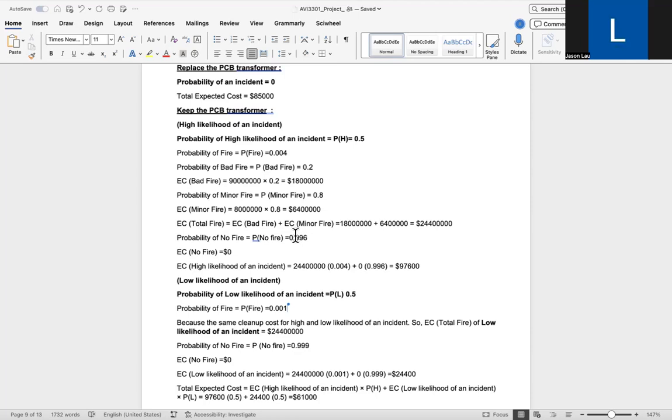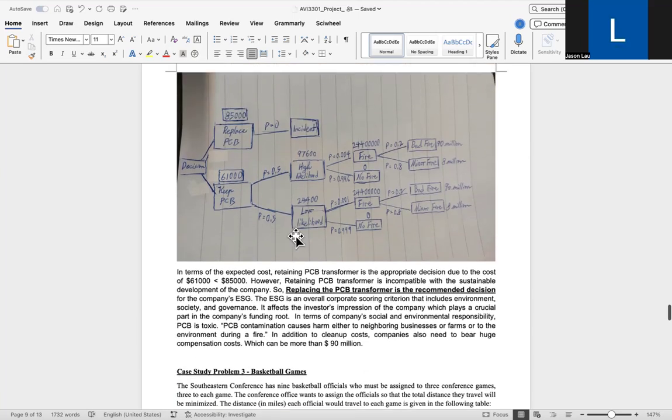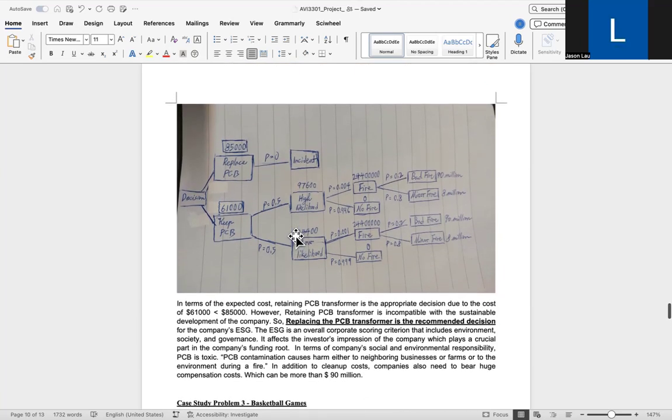So I pass to Jason now to talk about the result. Yes, I'm Jason now. Even though in terms of expected cost, keeping the PCB transformer is much cheaper than replacing it, as you can see from the graph, if we keep the PCB transformer, there is a high chance that we will need to pay more.